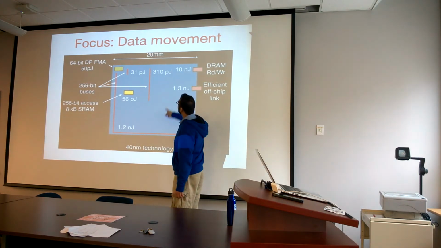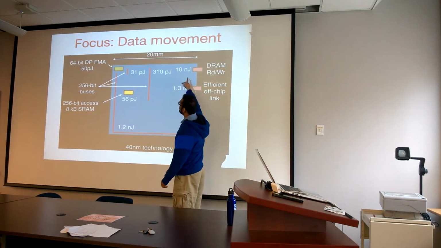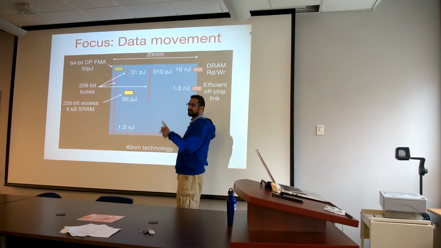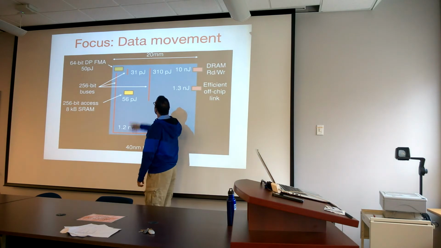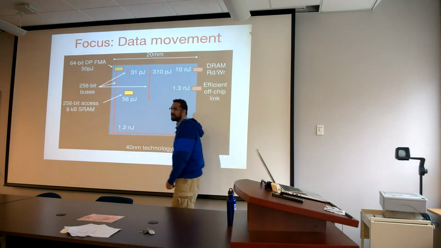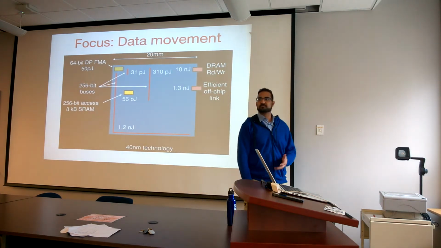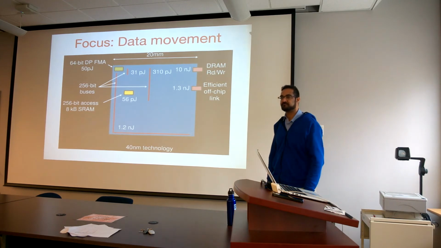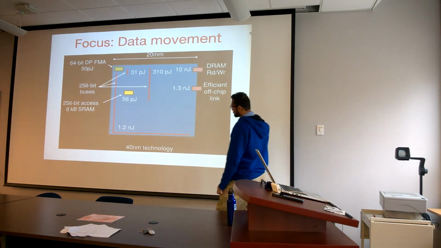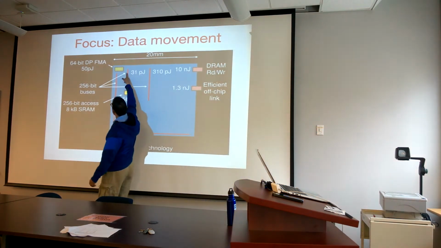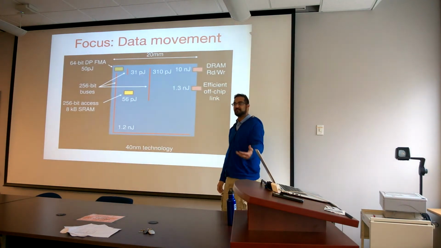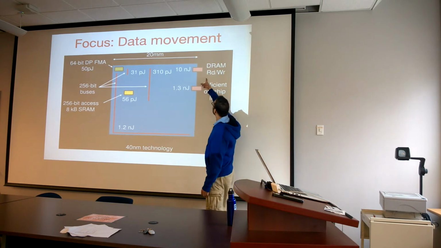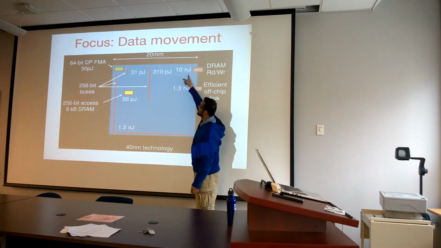And you want to go further away. So this is like a chip that's about 20 millimeters, about 2 centimeters on each side, right? And you want to go further away. You start dramatically increasing it. The ballpark is approximately 1 picojoule per millimeter of wire, right? So if you want to go from this end of the chip to this end, that's about 1 nanojoule, 1,000 times higher, right? You want to go off chip, DRAM, 10 nanojoules.